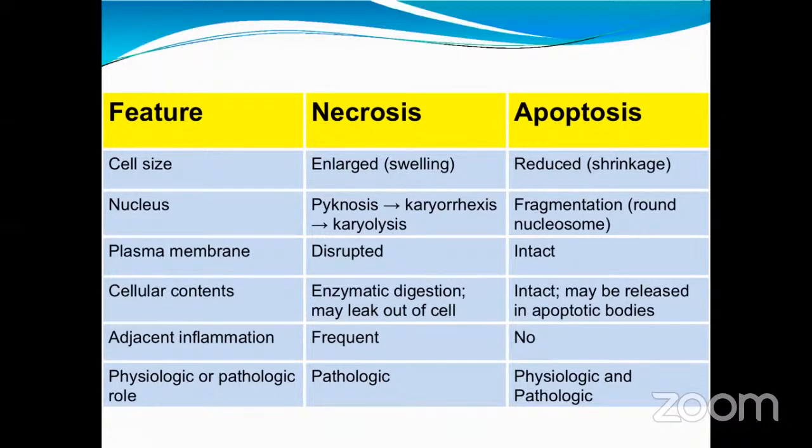And the cellular contents: in necrosis, they will be leaked out and enzymatic digestion happens. In apoptosis, they will be intact and released into apoptotic bodies. Is there any adjacent inflammation in necrosis? Yes. But in apoptosis, we don't see any adjacent inflammation. And regarding physiological or pathological role, necrosis is usually pathological, that means some damage occurs. But apoptosis can be both physiological as well as pathological.